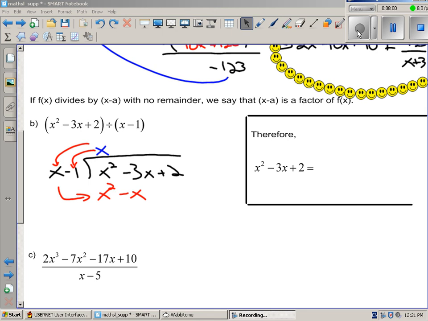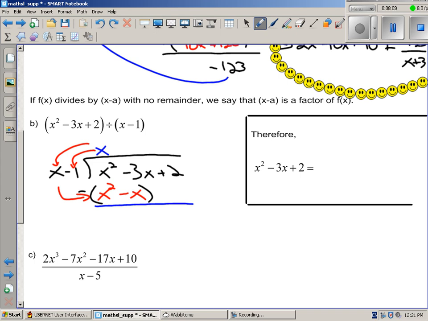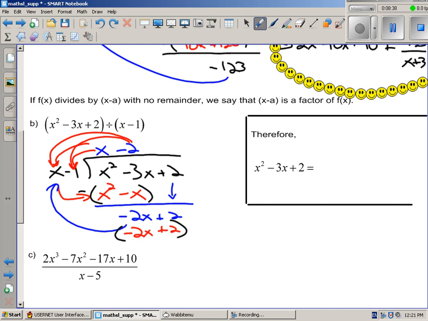Okay, so next step, we need to subtract this off. That's going to leave us with x squareds are gone. We have negative 3x minus negative x, so that's negative 2x. Bring the plus 2 down. And ask yourself, negative 2x divided by x, what does that give you? It gives you negative 2. Now we're ready to go negative 2 times x and negative 2 times negative 1. That gives us negative 2x and plus 2. Subtract those off, and we get 0. So there's a remainder of 0 in this case.